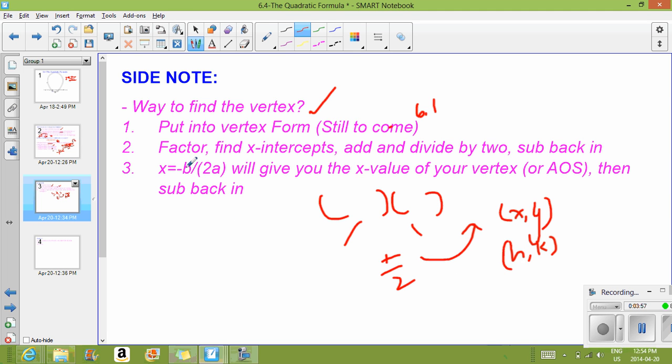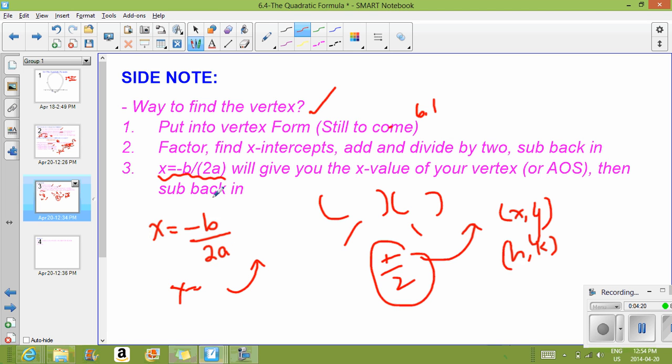Now we have a new way, using the a and the b, that you can actually find your axis of symmetry by doing negative b divided by 2a, where you get your a and b from standard form. This only gives you the x value, just like we got here. So from this x value, you still have to sub it back into your equation to find the y. But either way, this is another way of finding the part of the vertex.